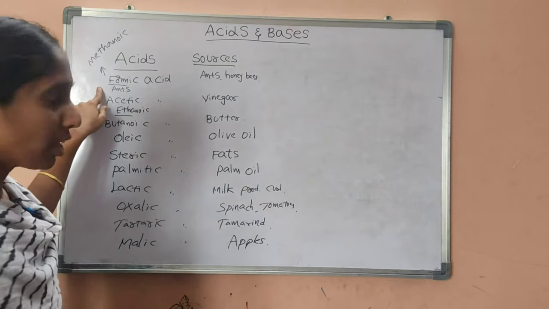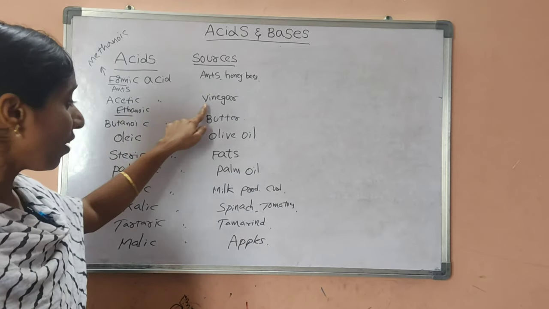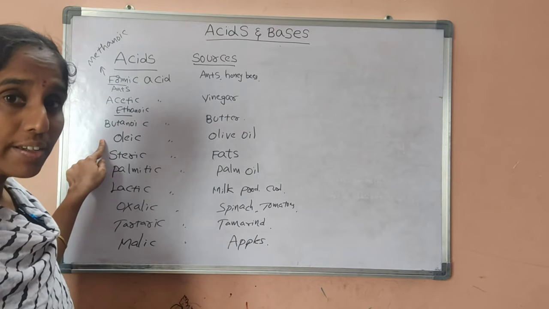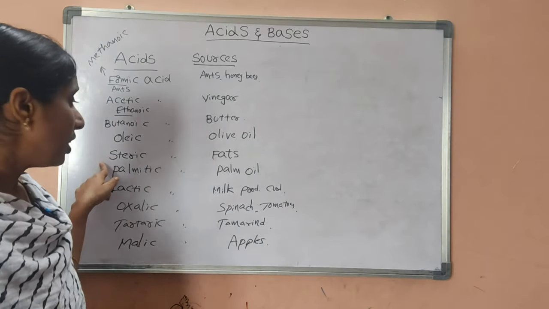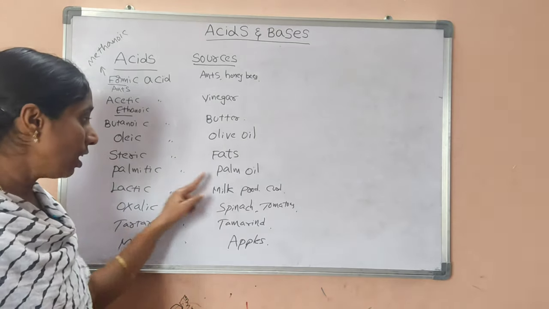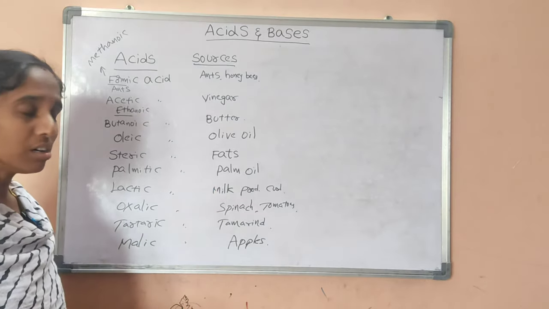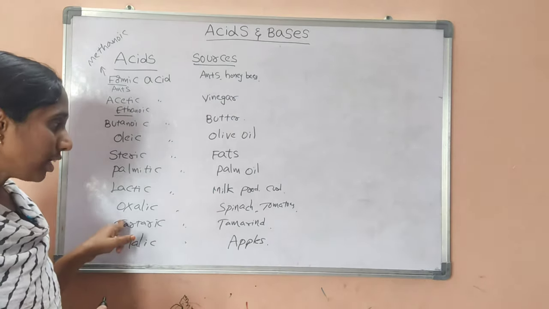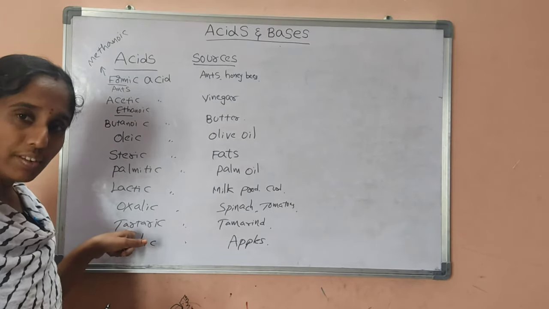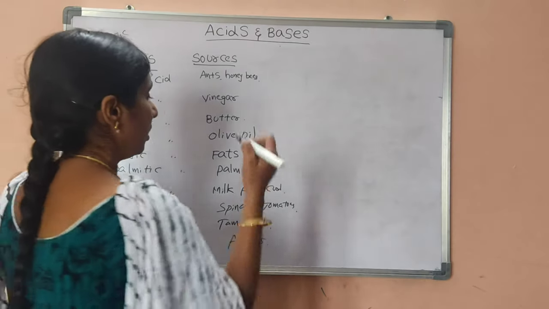Formic acid present in the ants and honeybees. Acetic acid present in the vinegar. Butanoic acid is present in butter. Oleic acid is present in olive oil. Stearic acid is present in fats. Palmitic acid is present in the palm oil. Lactic acid is present in milk products like curd, milk. Oxalic acid is present in spinach, tomatoes. Tartaric acid is present in tamarind. Malic acid is present in apple.